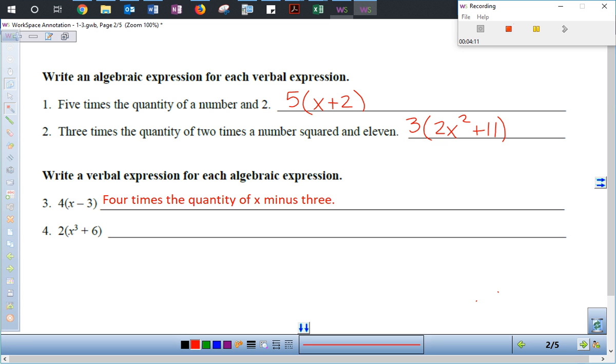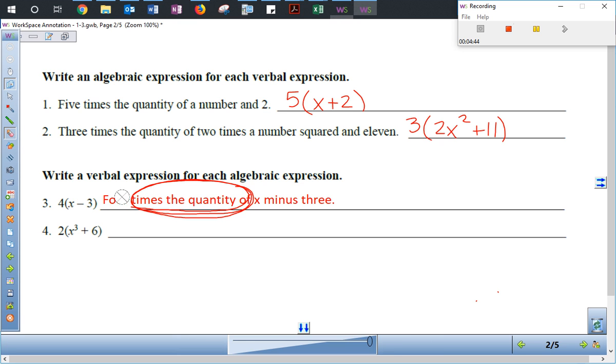You could also say 4 times the quantity of a number minus 3. Or 4 times the quantity of the difference between a number and 3. There are several different ways. The most important thing, guys, is this phrase right here, times the quantity of. That is what represents the parentheses. We cannot write it as 4 parentheses x minus 3. That does not mean the same thing. It is 4 times the quantity of x minus 3.